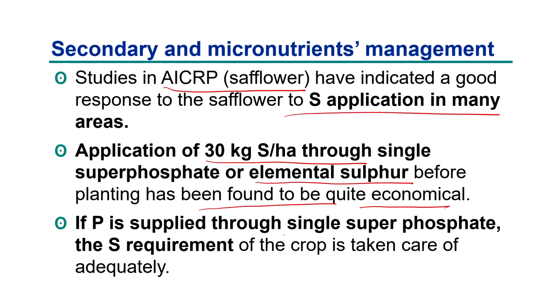So, gypsum can also be used in place of elemental sulfur. If we are using elemental sulfur as a source of sulfur, then it should be applied at least 1 month before sowing of the crop. If phosphorus is supplied through single superphosphate, sulfur requirement of the crop is taken care of adequately.